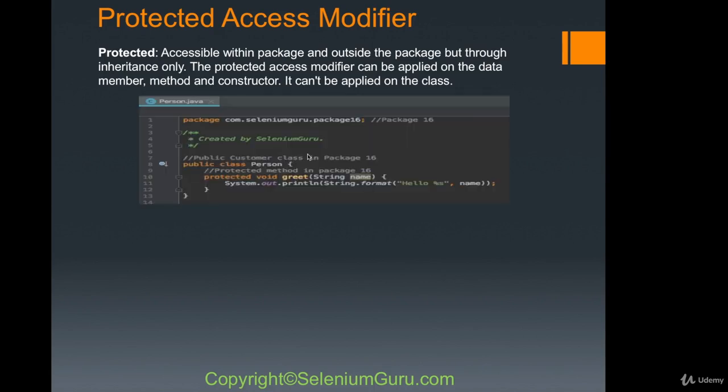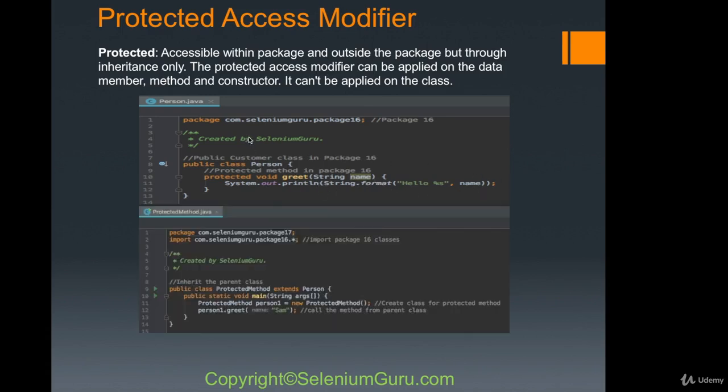So let's say, for instance, I've got this person class here, and I've got this method which is protected because it has the keyword protected. It's the same greet method with the same parameter name, and it just greets the person. This person is in package 16. Now I created another protected method class, which is in package 17. So now I was able to call this greet method here.